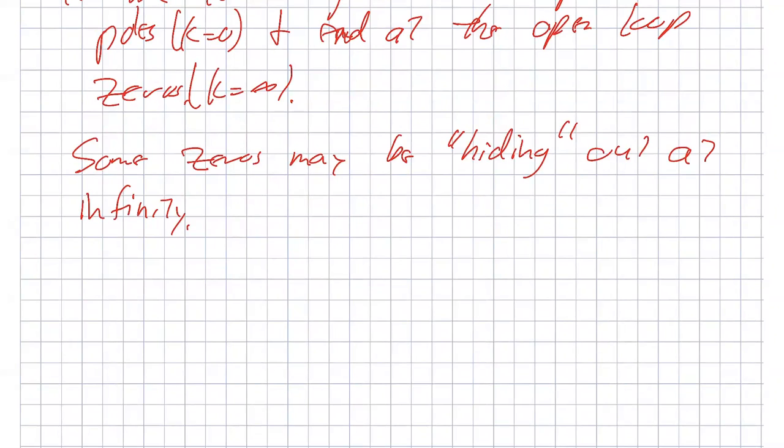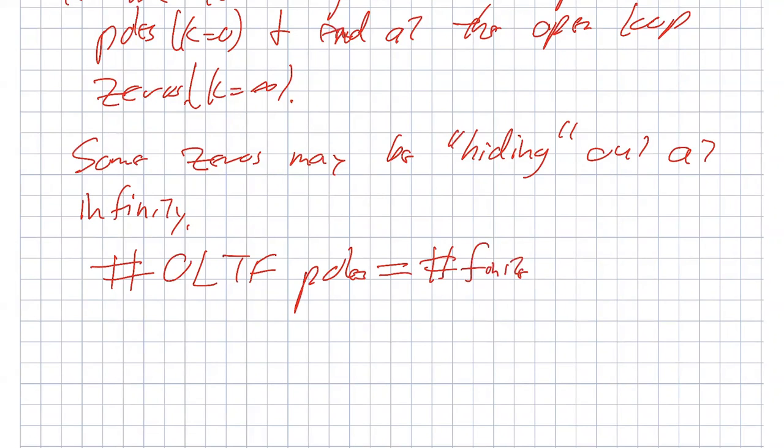So it's basically a long ways away, right? So the number of open loop transfer function poles is equal to the number of finite open loop transfer function zeros plus the number of infinite open loop transfer function zeros.